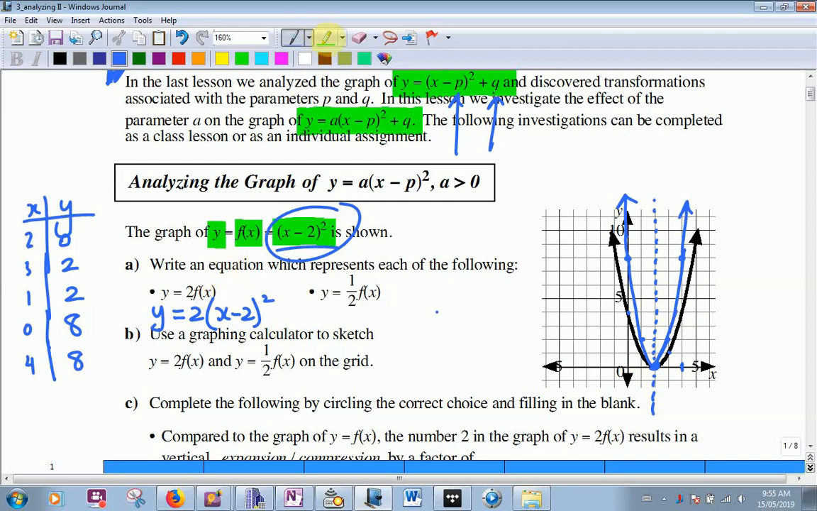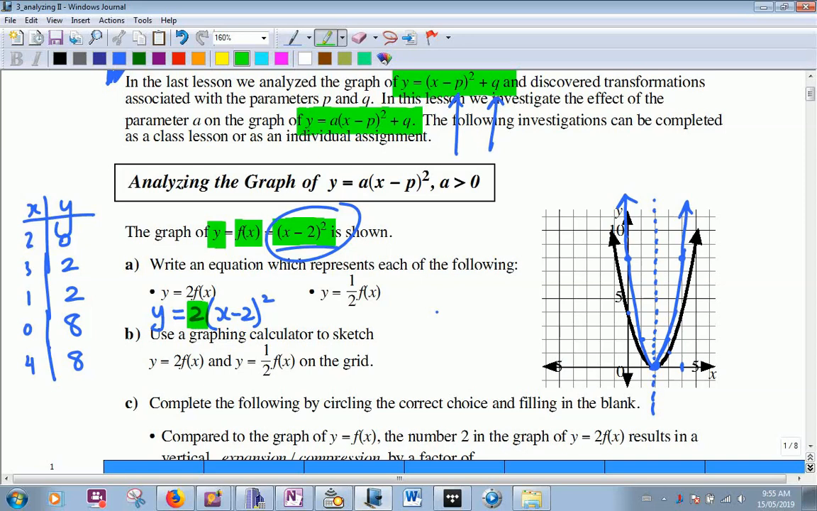So what happened? Here's what happened. Just common sense, look at this. What's that 2 going to do? Whatever this thing does, whatever happens here with this graph, it's going to be times 2. So all the y values are twice as big as they were. Does that look like what happened?